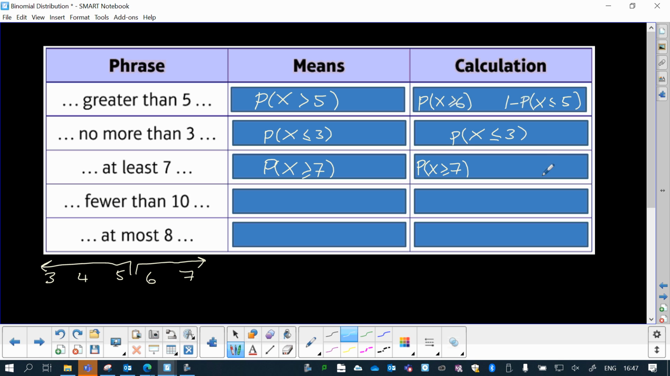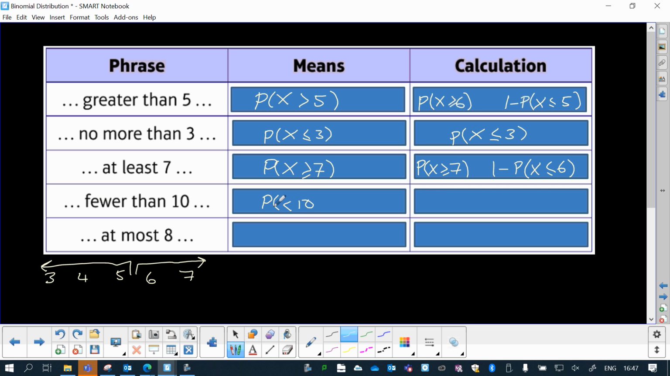If you're using a Class Wiz, what are you going to have to do? And again, go on, Carter. 1 minus the probability that x is less than or equal to 6. Perfect. 1 minus x is less than or equal to 6. Brilliant. Okay. Fewer than 10. What does that mean? Someone who hasn't given me an answer yet. Anybody? Fewer than 10? Go on, Tom.